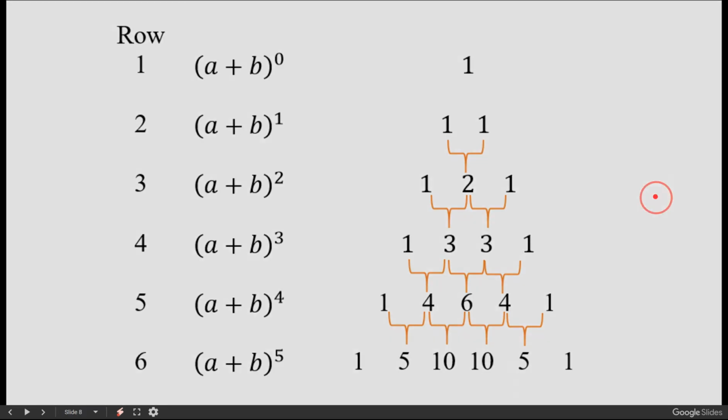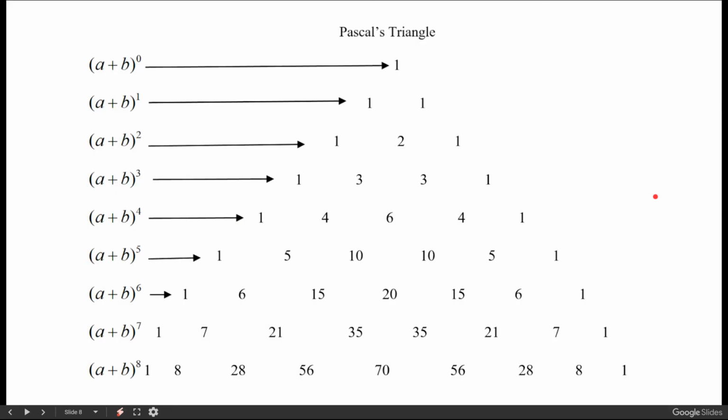So what we've identified by doing that is something called Pascal's triangle. I just want you to notice right here that we start at a plus b to the 0 power. So the first row of Pascal's triangle is just 1. The second row is 1 and 1, and so forth.